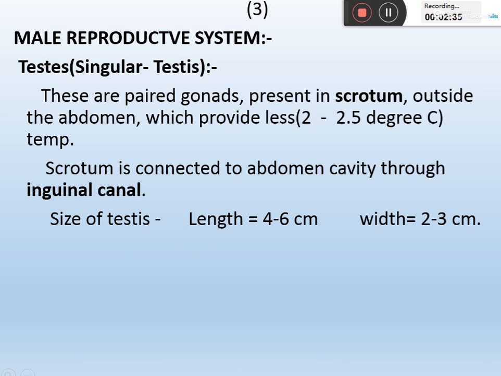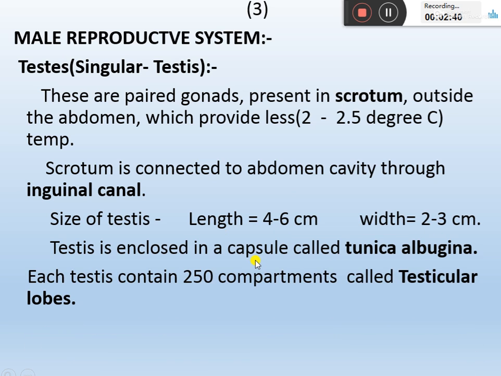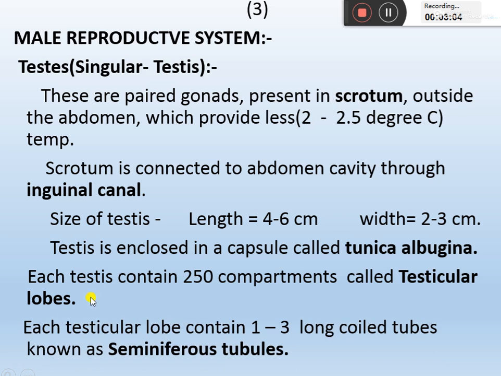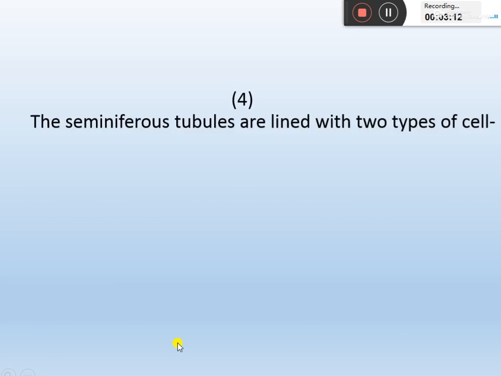The size of the testes is 4 to 6 cm long and 2 to 3 cm wide. Each testis is enclosed in a capsule called the tunica albuginea, which has a germinal epithelium. Each testis contains about 250 compartments called the testicular lobes. Each testicular lobe contains 1 to 3 long coiled tubules known as seminiferous tubules.